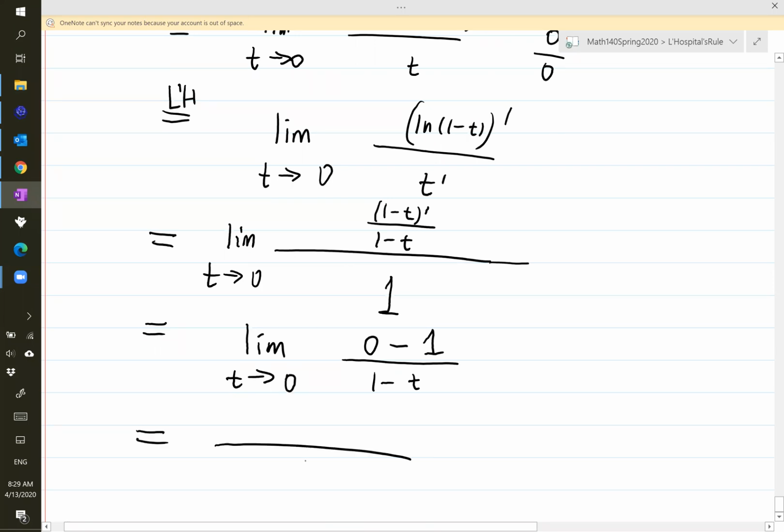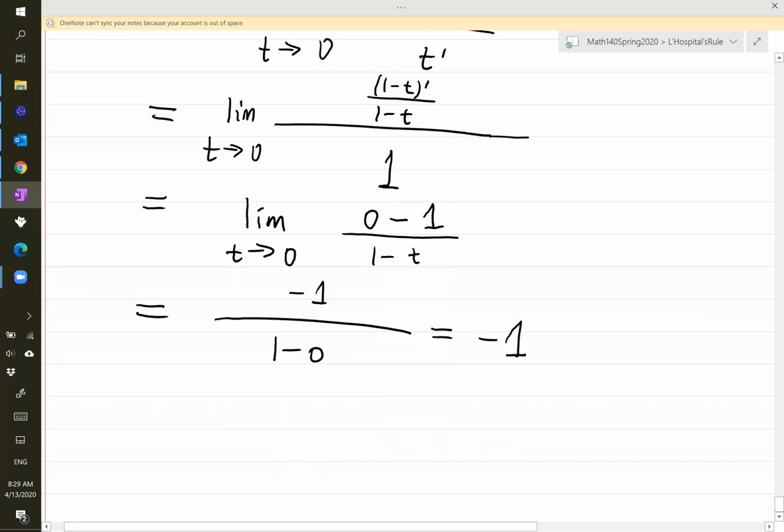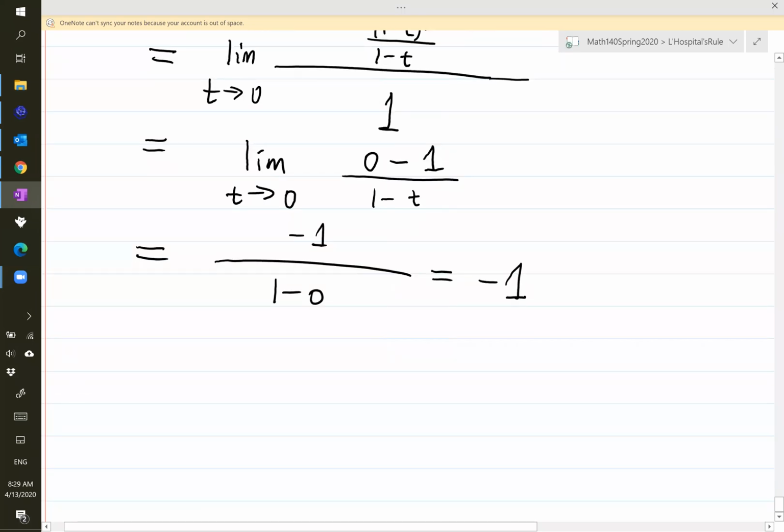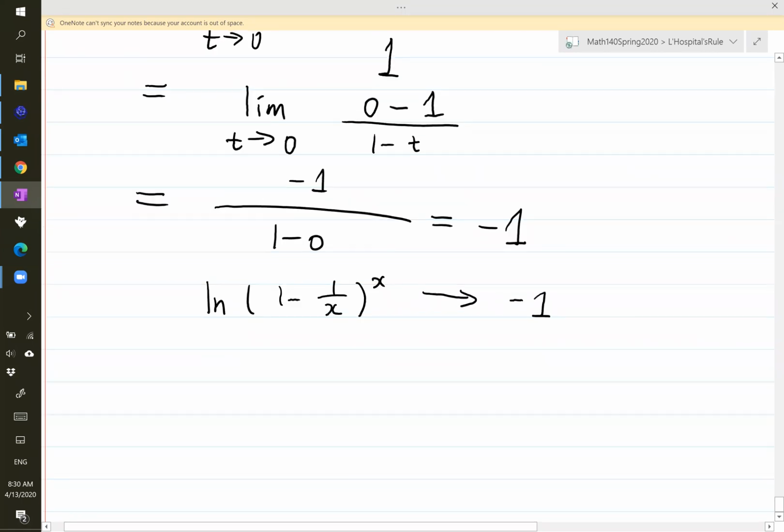Okay. So this is 1 minus 0, 0 minus 1, so this is negative 1. Negative 1 over 1, so this is actually negative 1. Okay. Then we see we need to recover the original limit. So ln of the thing, 1 minus 1 over x to the power x, this thing approaches negative 1.